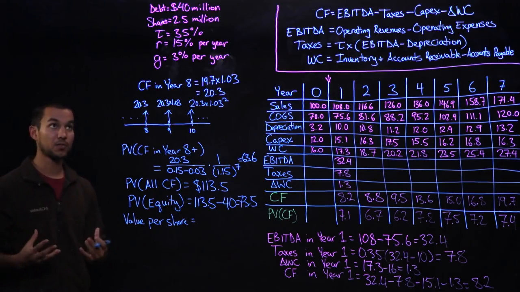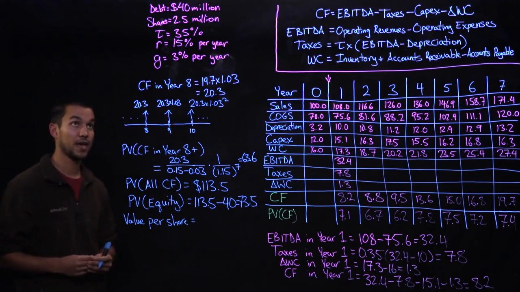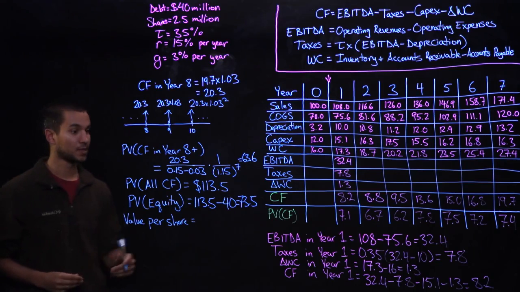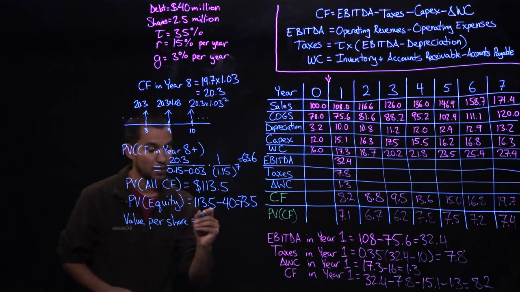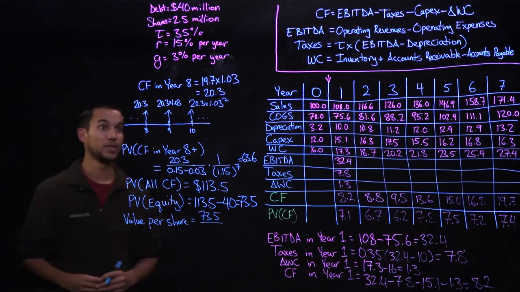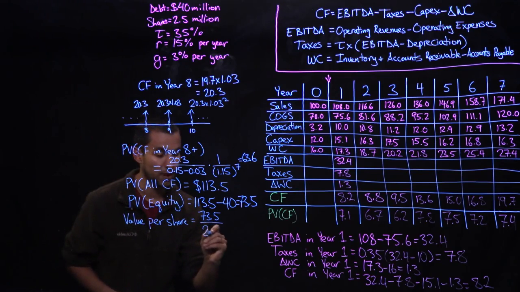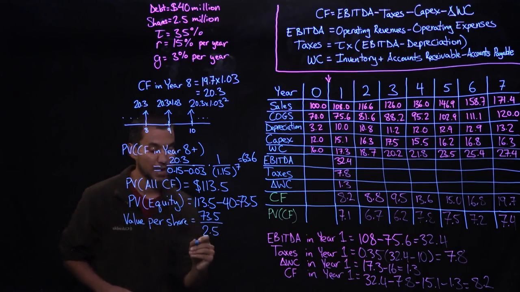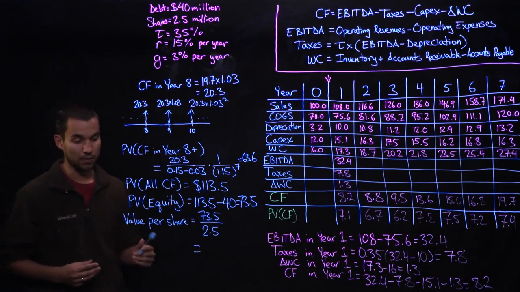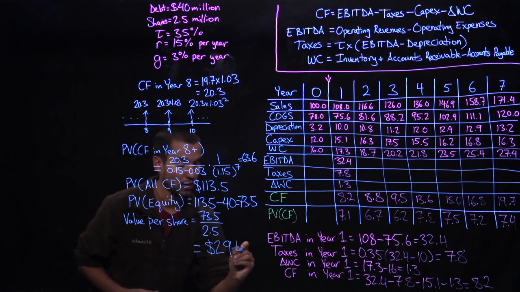And now we only have one more step. To get the value per share, we have to take the total value of the equity and divide it by the number of shares outstanding. So we have a value of our equity of $73.5 million. We divide by our total number of shares, which is 2.5 million shares. And when we do that, we get an estimate for our value per share of $29.40.